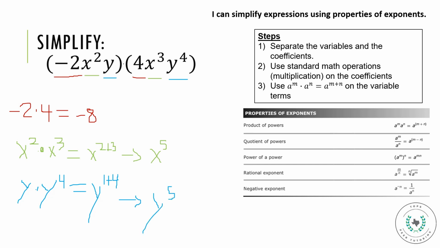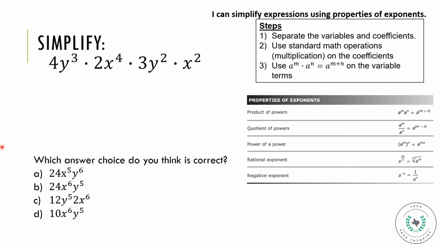Now that we have these values, we can put them all together. Start off with the coefficient, then the x value, and then add our y value. So when we put them all together, we're left with -8 x to the power of 5, y to the power of 5, as our final answer.